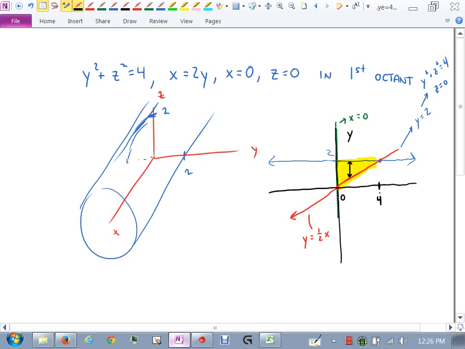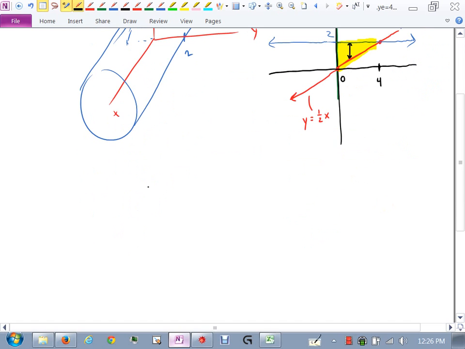So my double integral is going to go from 0 to 4, and then my bottom function is the red one here, so that'll be 1/2 x. I'll integrate from there up to where? The top function, which is constant. It's just 2. Yes? So integrate 0 to 4, and then integrate from 1/2 x to 2, and then the all-important part of this: what is it that I'm integrating?